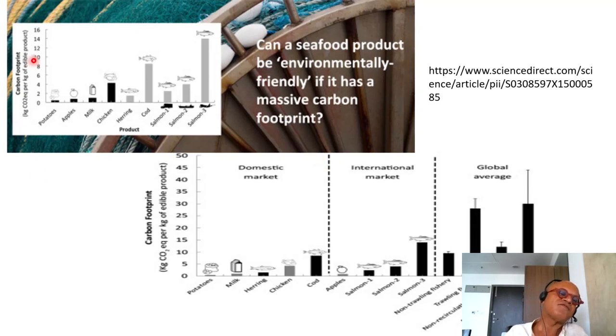So you look at carbon footprint in kilogram CO2 equivalent per kilogram of edible product. A lot of the fish parts get discarded, and then depends on what happens to them, may become chicken feed or back into the ocean and so on and so forth. So here are potatoes, apples, milk, chicken jumps out, herring, cod jumps out, salmon 1, 2 and 3 depending on whether it's fresh caught, farmed, and so on.